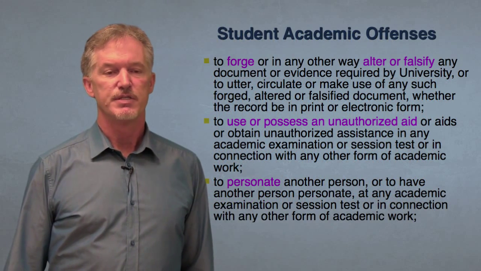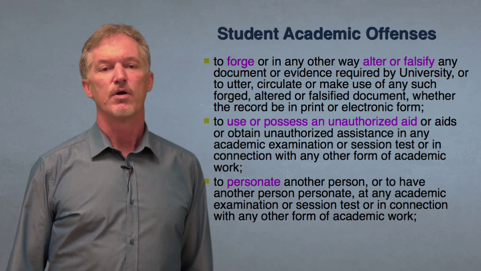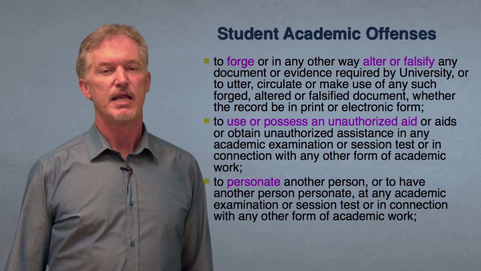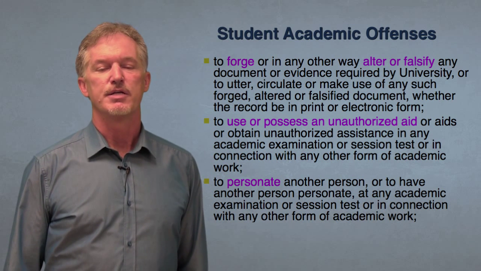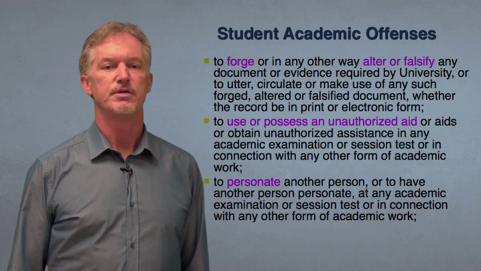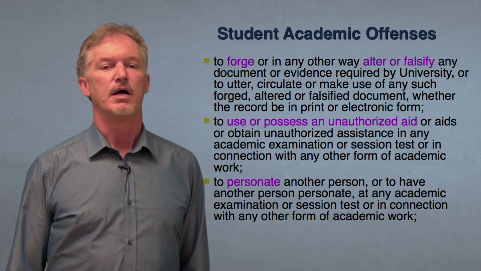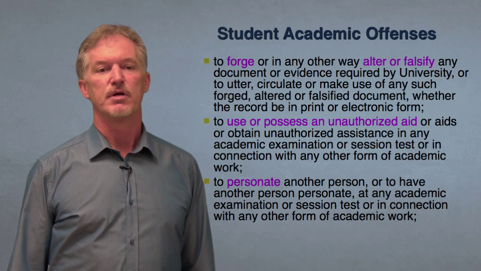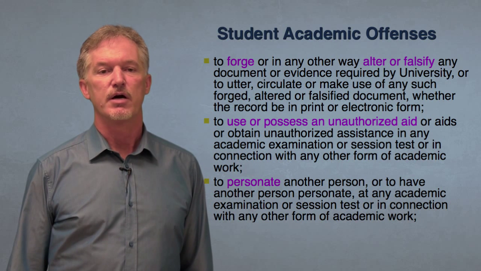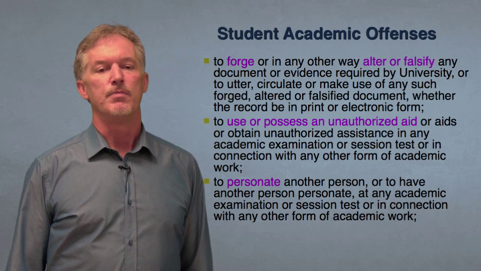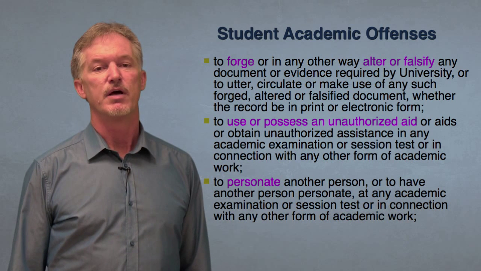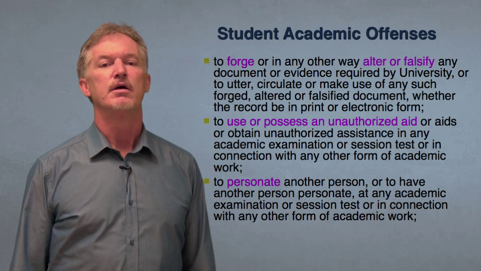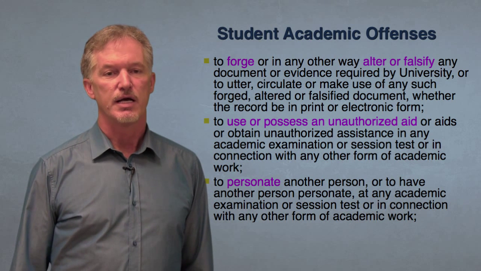Academic offenses include forging, or in other ways altering or falsifying, documents. If you have an academic transcript that's required to gain entry to the University of Toronto, and you change or alter it in some way to make your marks look better, that would be an example of forgery or falsification of documents. That is an offense. So is the use or even possession of unauthorized aids. For example, if you have an exam for which a calculator is not permitted and you bring a calculator in, that's an offense.